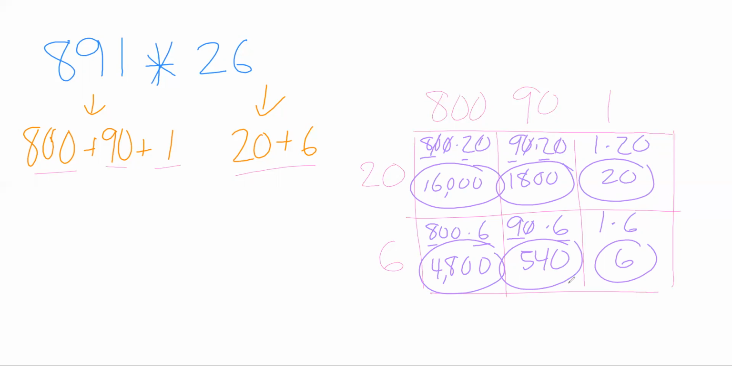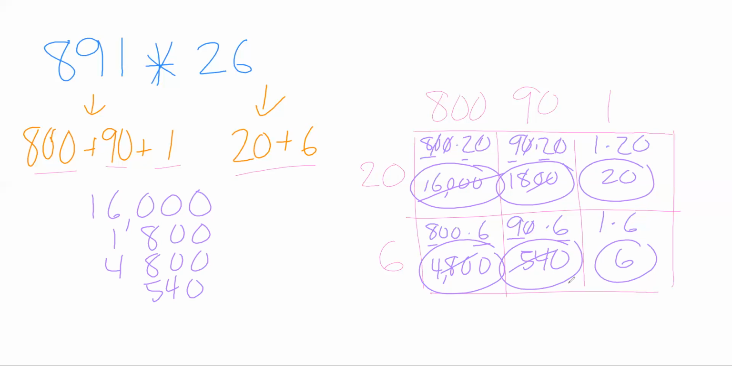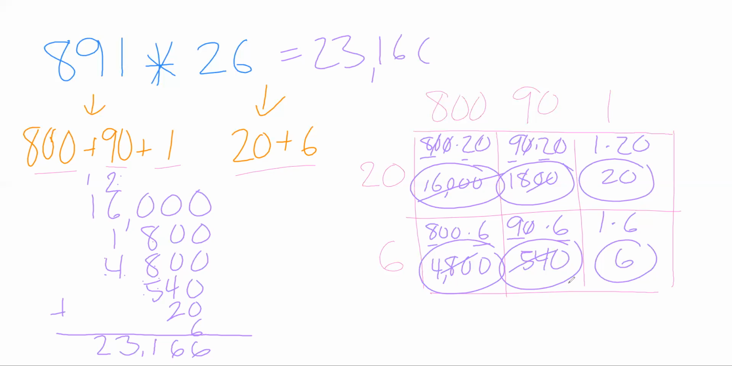All right, let's put them together. So 16,000, 1,800, 4,800, 540, 20, and 6. So there's 6. There's 6. 8 plus 8 is 16, 17, 18, 19, 20, 21. 6, 7, 8, 9, 10, 11, 12, 13. And a 2. So 23,166. So there you have it.